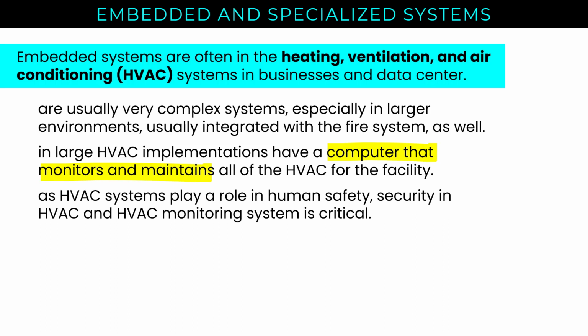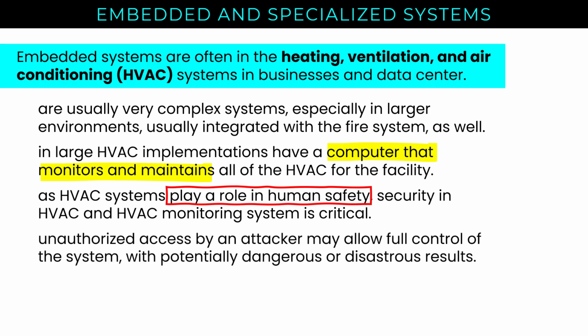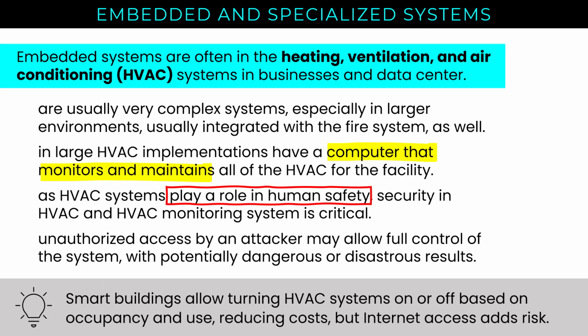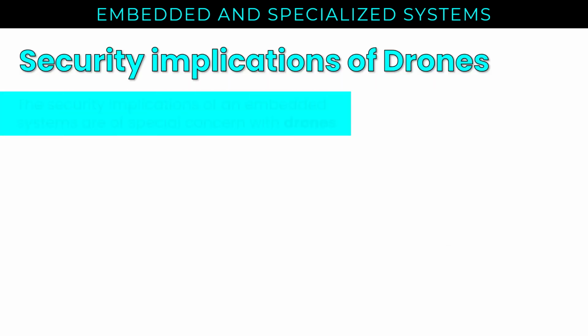So as these systems play a role in human safety, security in HVAC and HVAC monitoring is going to be very important. Unauthorized access by an attacker may allow full control of the system, and that has potentially disastrous results. If they can turn off alarms, if they can change the heating in a dangerous direction, we can definitely see a negative impact to human safety. Now, smart buildings allow turning these HVAC systems on or off based on occupancy and use. This reduces cost, but internet or even network access adds risk, and we have to bear that in mind.